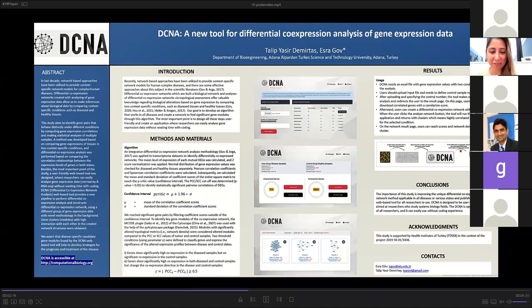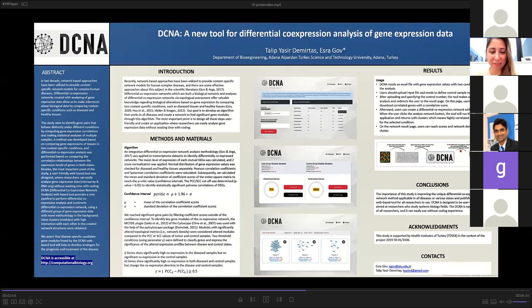First of all, we have applied z-score normalization to gene expression values. Afterwards, normal distribution was checked in disease and healthy tissues separately. Pearson correlation coefficients and Spearman correlation coefficients were calculated for both situations. With these coefficient scores, a cutoff was determined to identify statistically significant pairwise correlation of genes. Finally, we filter out significant gene pairs using this cutoff.